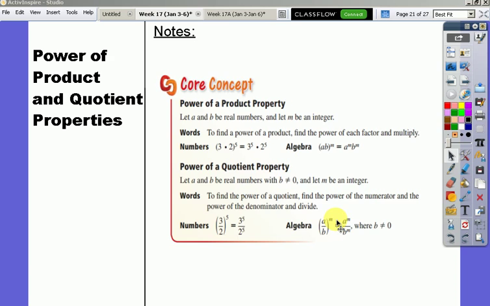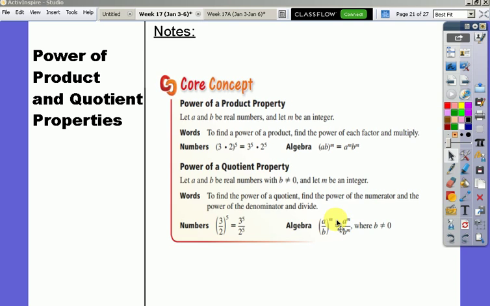The power of product property states, let A and B be real numbers and let M be an integer. To find the power of a product, find the power of each factor and multiply. So as you can see, when you see that product, you're going to take each factor, in this case you have two constants, 3 and 2, and you're going to raise them to the fifth power separately.